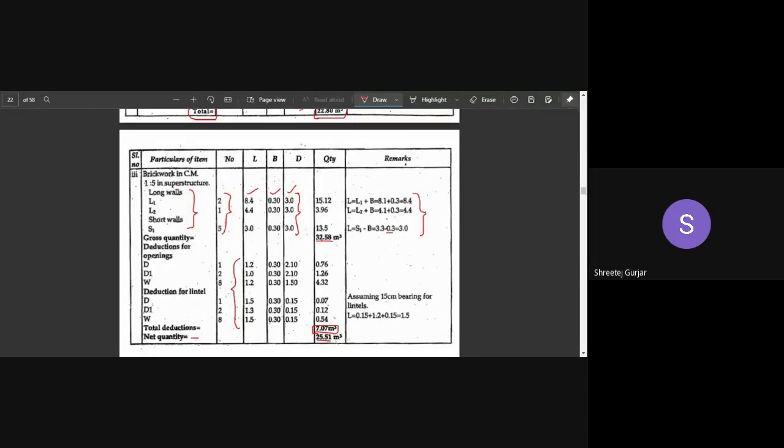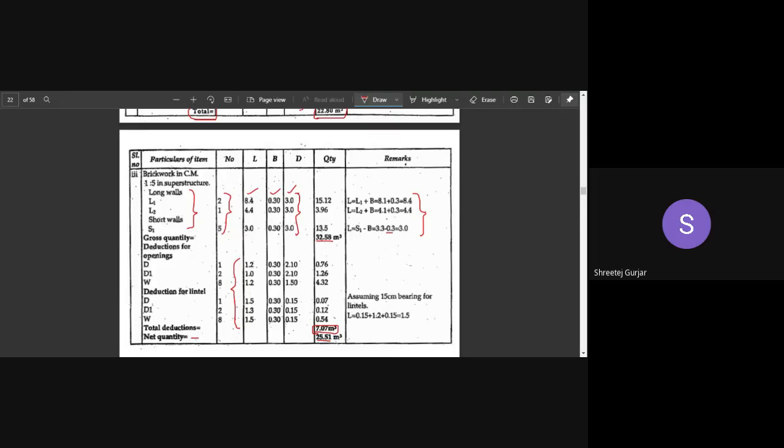While using the centerline method, be careful while calculating the number of junctions. Usually students go wrong while counting the number of junctions. The centerline method is short, but it is a bit complicated. The long wall, short wall method is lengthy, but it is easy compared to the centerline method. So any of your methods you can use.